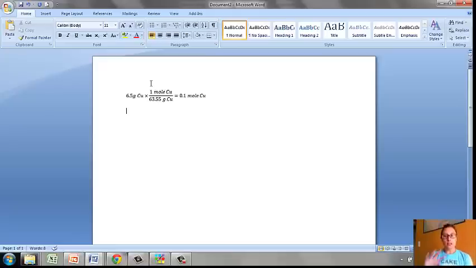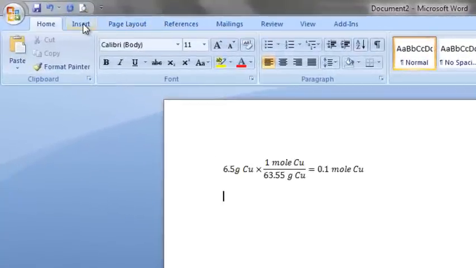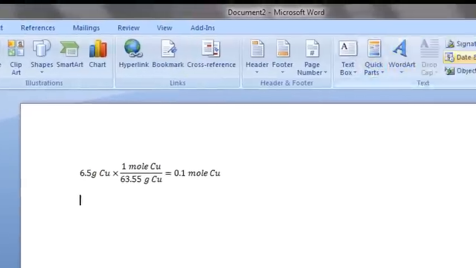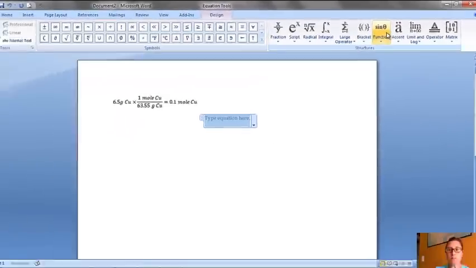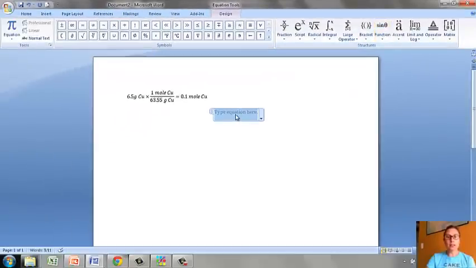So once you've got your lab report and you're ready to add in a calculation, you're going to insert. All the way over, you're going to go to equation. And it gives you this blue box that says type equation here. And then up on the equation tools, you've got all kinds of things that you can do.